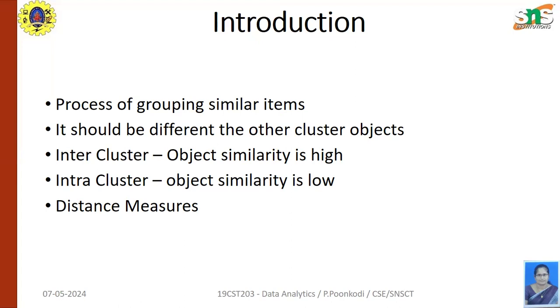There are two types of cluster similarity, intercluster and intra-cluster. Intra-cluster means the object similarity should be very high. Intercluster means the object similarity will be low. The similar objects are identified with the help of distance measures. We have to measure the distance between the objects in each and every cluster.